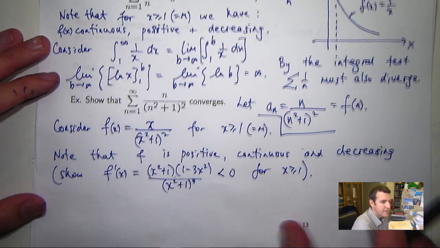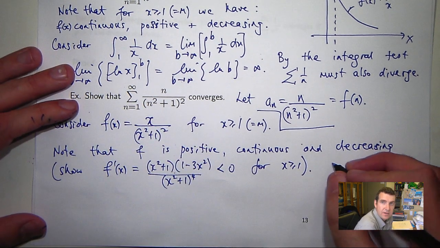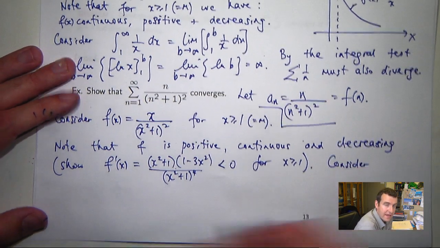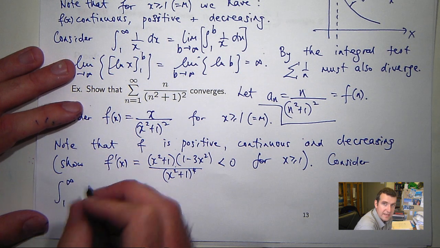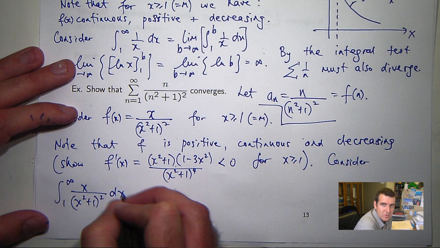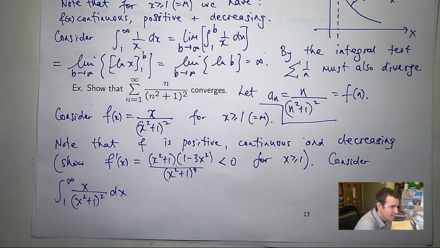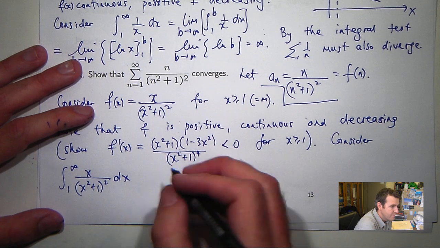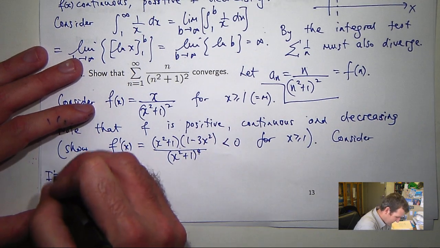So what this means is that we've satisfied all the conditions of our integral test. All we really need to do now is evaluate the improper integral associated with this problem. So let's consider the improper integral of f of x, which is the improper integral of x over (x squared plus 1) all squared dx. Now, how do you integrate this?